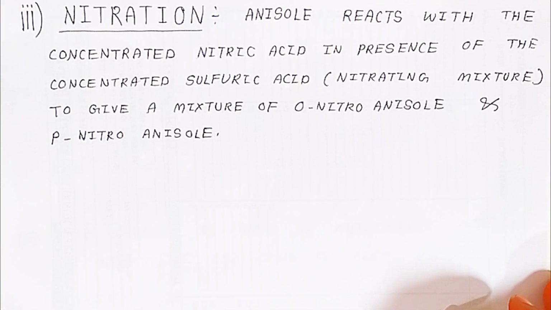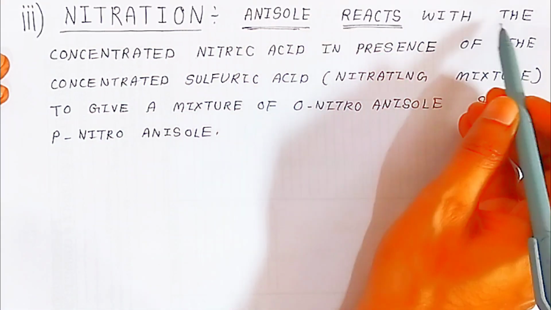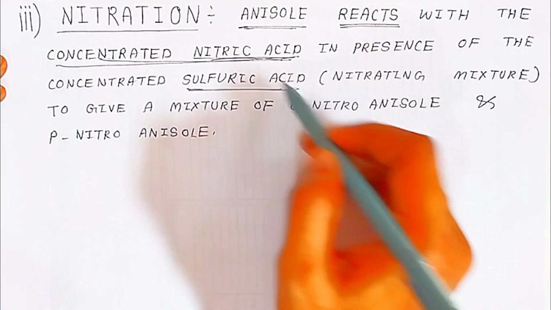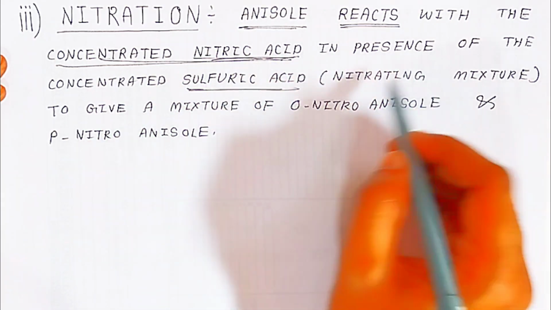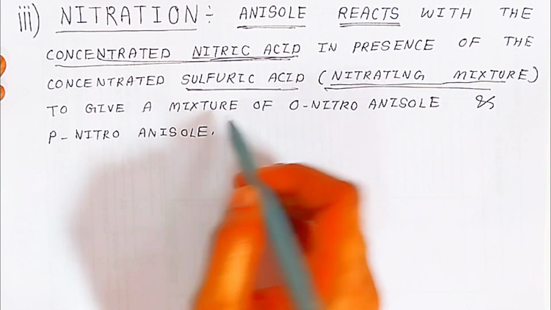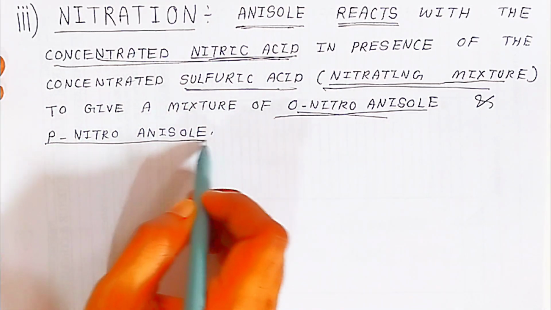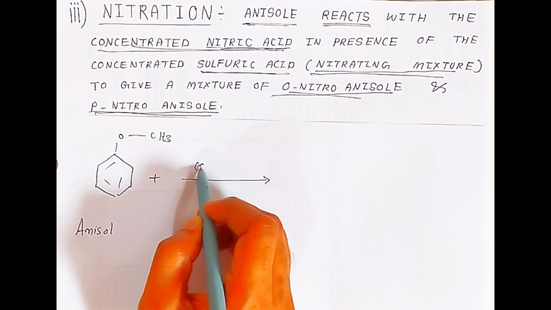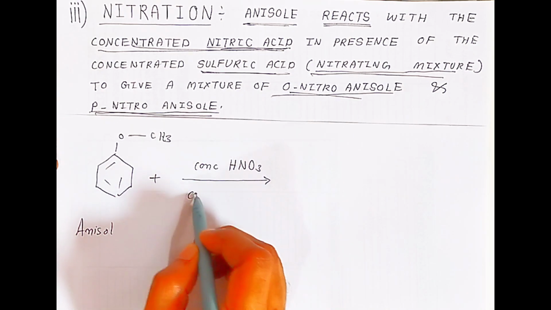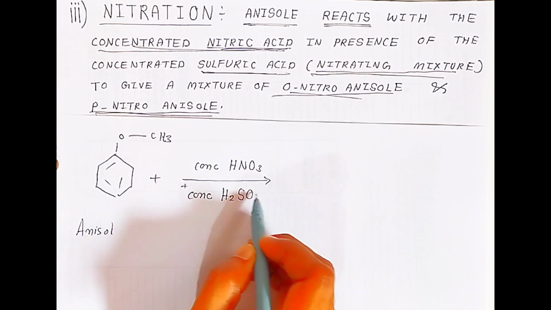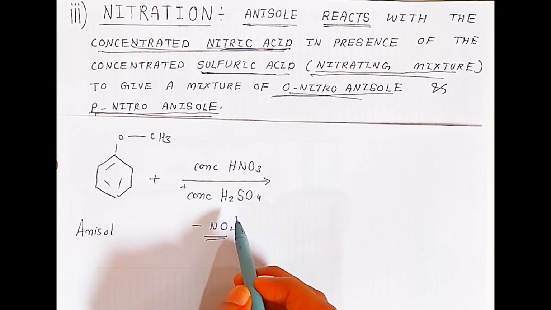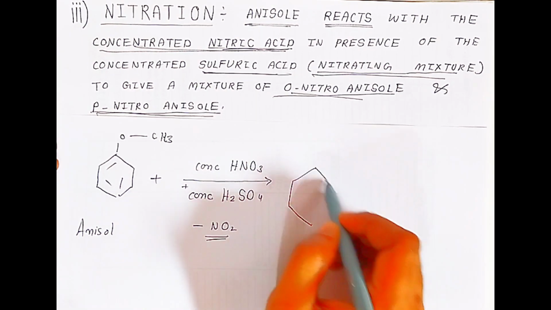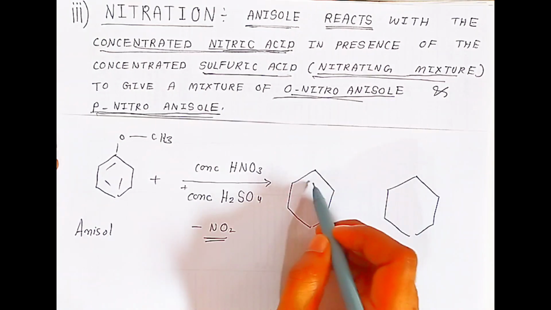Now students, we are going to see nitration. Anisole reacts with concentrated nitric acid in the presence of concentrated sulfuric acid. The mixture of nitric acid and sulfuric acid we call the nitrating mixture. Which gives you ortho nitroanisole and para nitroanisole. Now this anisole reacts with the nitrating mixture, that is a mixture of HNO3 and H2SO4, which gives you NO2. On nitration of anisole, it will give you a mixture of two products, students.